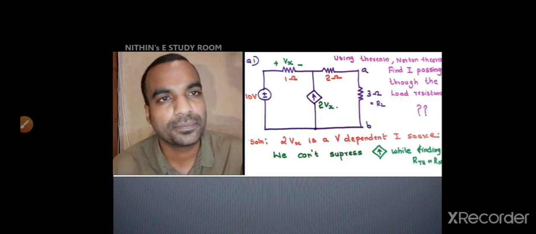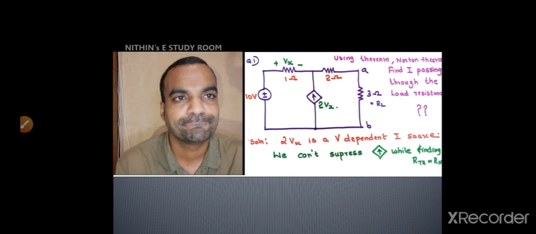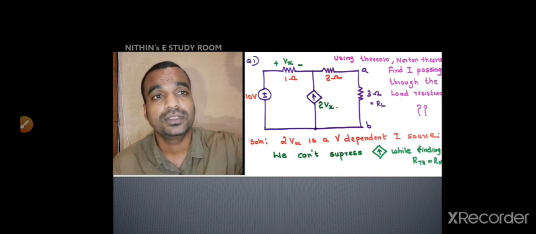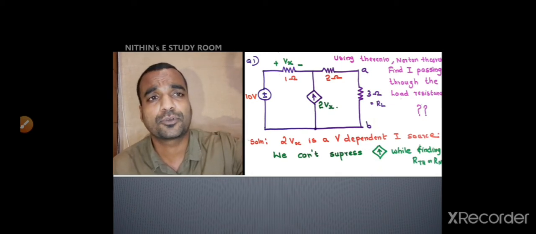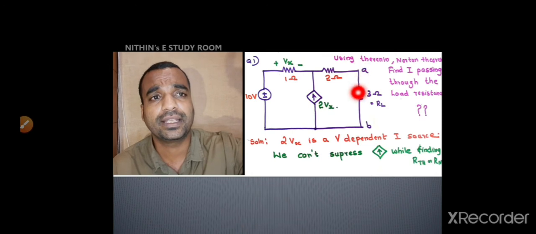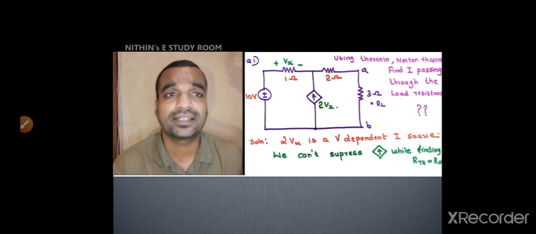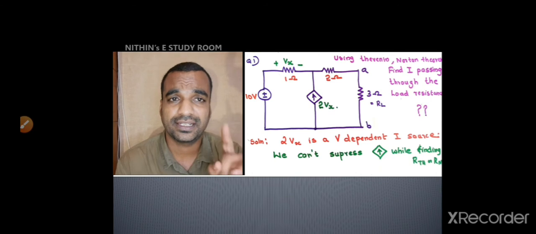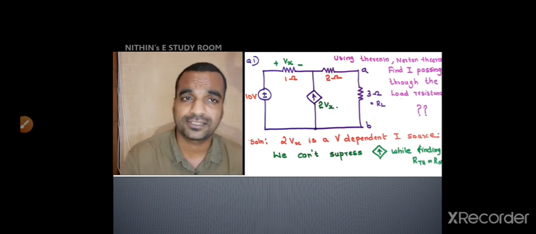So this is the problem. Using Thevenin, Norton theorems, find the current passing through the load resistor. The load resistor is given directly in the problem in between A and B, 3 ohm. This is the RL or load resistor. And 2 Vx is the dependent source. It is actually a dependent current source because inside there is an arrow mark. It is a current source.